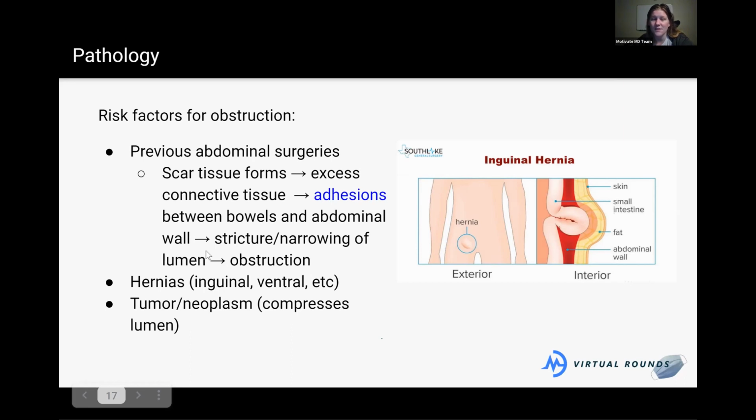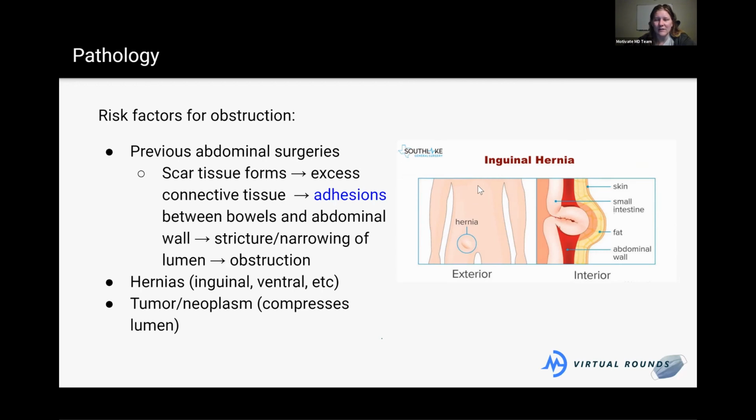Other risk factors include the presence of hernias. A hernia is the protrusion of bowel through the abdominal wall, or in the case of an inguinal hernia, through the inguinal canal and inguinal ligament, which are in the groin area. So you can get herniation of the bowel through that defect. You can also get other areas.